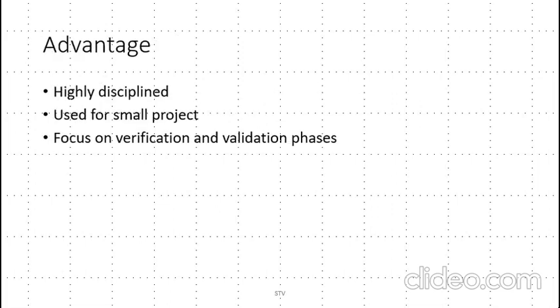So requirements are well-defined, clearly documented and fixed. Product definition is stable, because when we proceed to the next level we cannot go back to the previous level; changing a previous level also changes other activities, so there is an impact on the next activities. Technology is not dynamic. There are no ambiguous or unidentified requirements, because everything is documented and well defined.